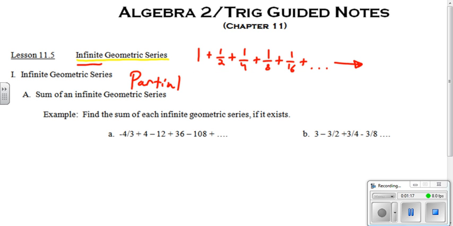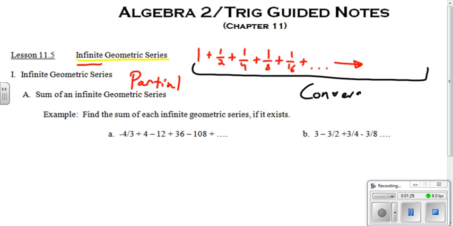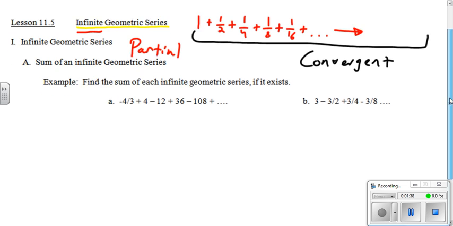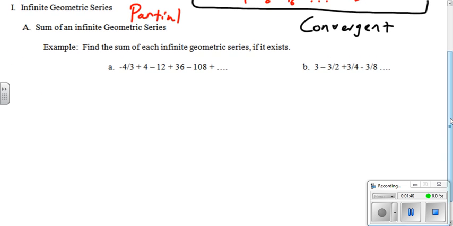And we would say that if we do have a sum of our geometric series, if we can take all of our numbers and add them together, then it is called a convergent series. Otherwise, if it did not, it would be called divergent. So let's see exactly how we take that sum, how we find the sums of convergent series.